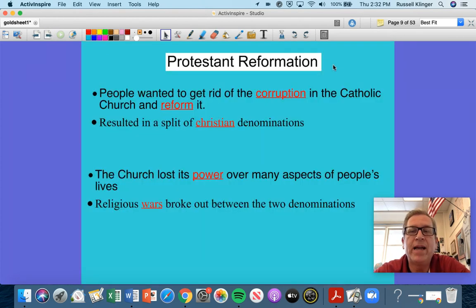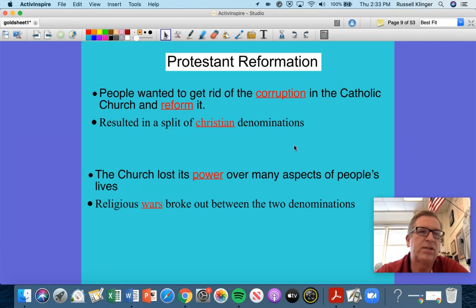Another big event that's in your notes here is the Protestant Reformation. And if we go back and we think about Martin Luther and the start of the Protestant Reformation, people wanted to get rid of the corruption in the Catholic Church, right? They wanted to reform it. They wanted to change it. This is going to result in a split in Christian denominations. We're going to see Protestants break off from the Catholics, and it's going to create a whole new tree with all these different Christian faiths that start to branch out.